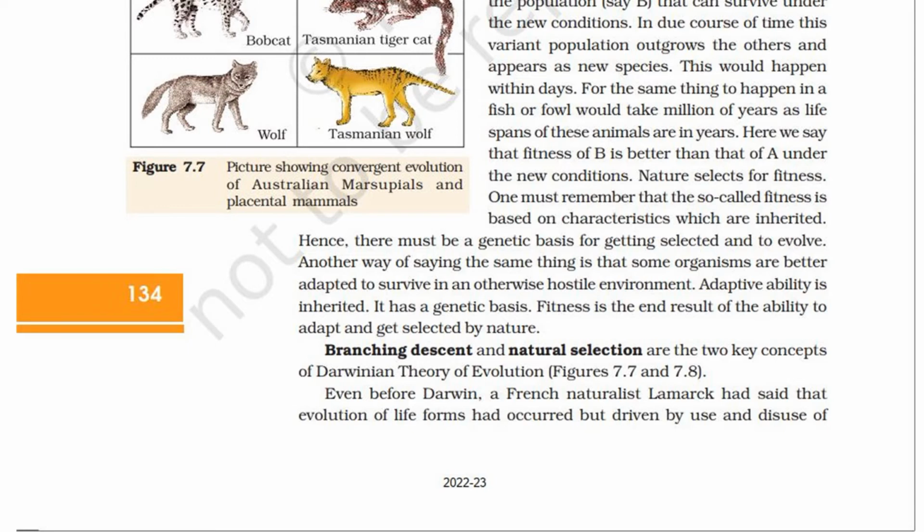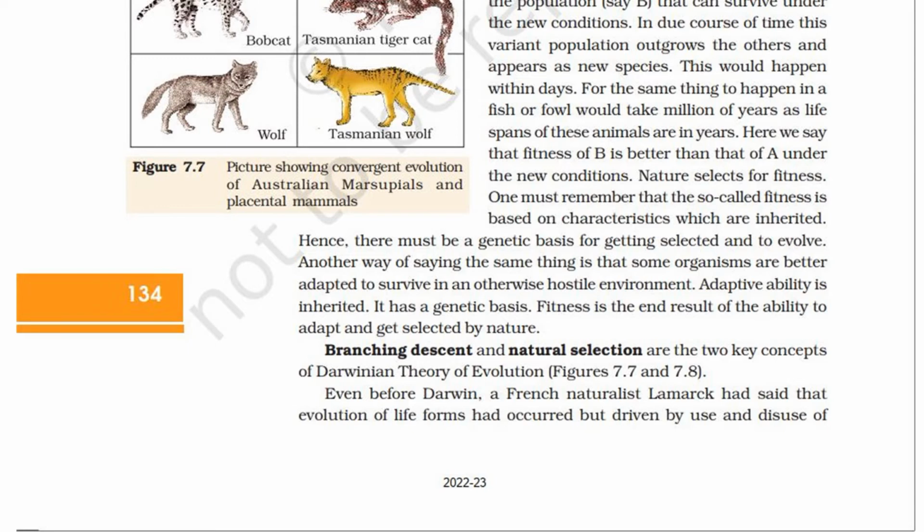For the same thing to happen in a fish or fowl would take millions of years, as lifespans of these animals are in years. Here we say that fitness of B is better than that of A under the new conditions. Nature selects for fitness. One must remember that the so-called fitness is based on characteristics which are inherited. Hence, there must be a genetic basis for getting selected and to evolve. Another way of saying the same thing is that some organisms are better adapted to survive in an otherwise hostile environment. Adaptive ability is inherited. It has a genetic basis. Fitness is the end result of the ability to adapt and get selected by nature.